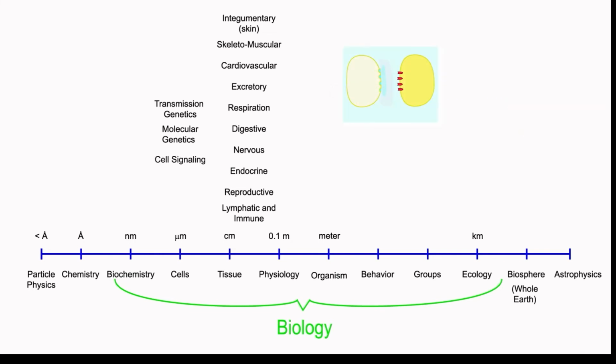Cell signaling studies how cells receive and respond to signals from the nervous and endocrine systems. Cellular reproduction studies the control mechanisms that cause a cell to divide, mitosis, or stop dividing. Cancer biology involves a combination of cellular signaling and cellular reproduction.